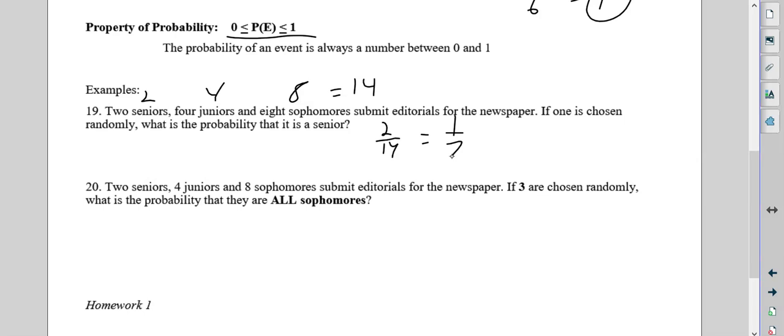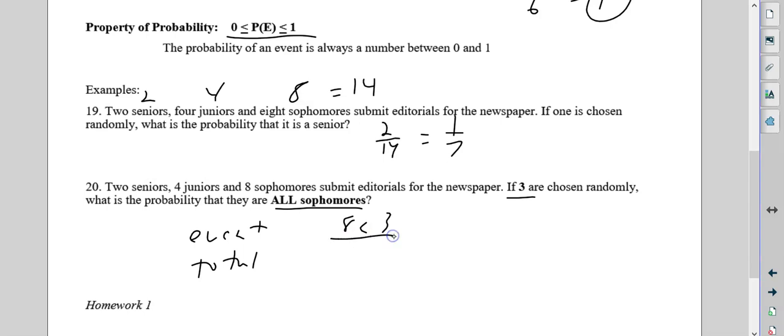Now, here's a new thing that's going to combine what we learned, no pun intended, knowledge from the previous chapter. Same situation. Now we're choosing 3 randomly. What's the probability they are all sophomores? Okay, so remember, the probability is the event over the total. So the event is what we did in the previous chapter. So we're going to do 8C3, whatever that number is. That's how many possible ways 3 can be chosen from the 8 sophomores.